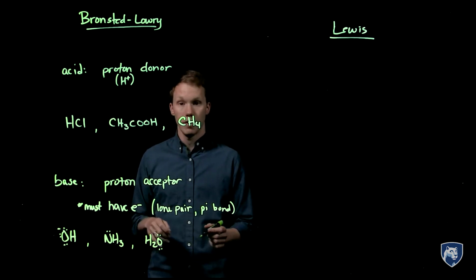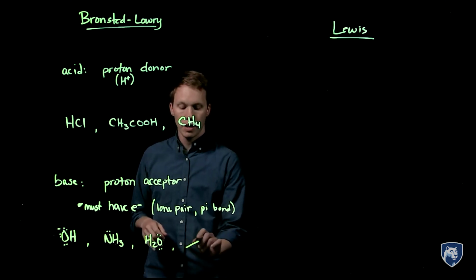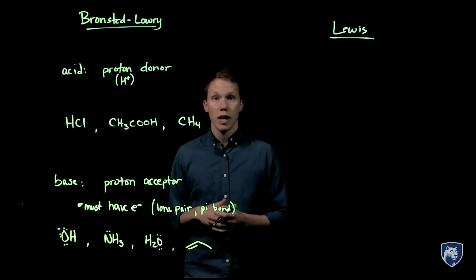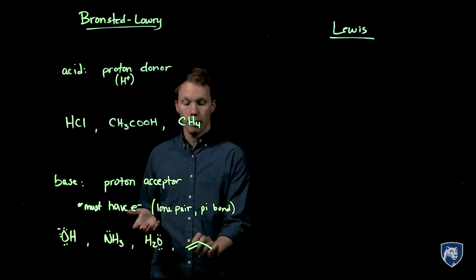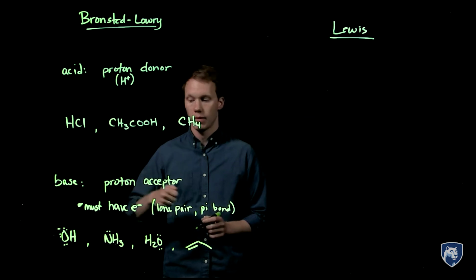Okay, so we'll tease out how we know whether it's going to be a base or an acid eventually here. And then something that has a pi bond, like an alkene or even an alkyne. So those types of functional groups can also serve as bases. These pi electrons can reach out and grab a proton.